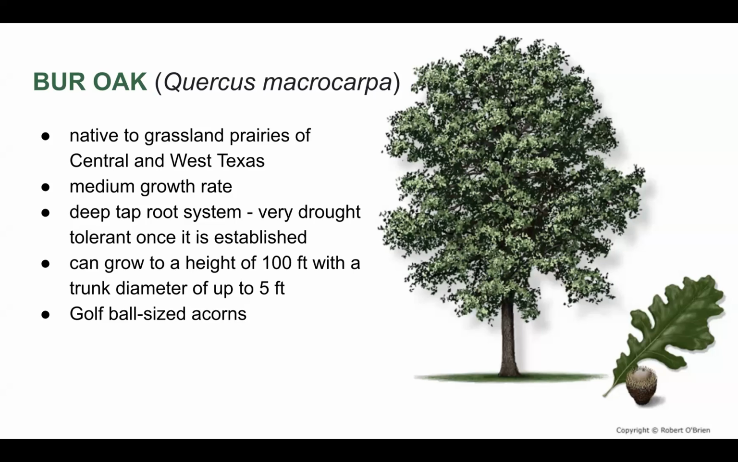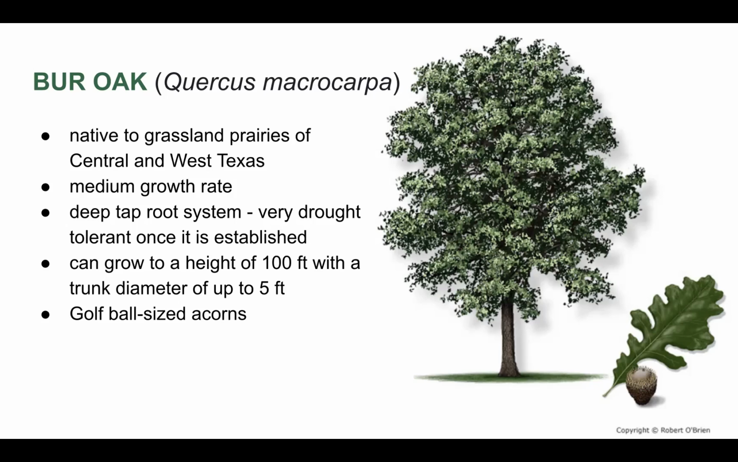So the post oaks and the blackjack oaks have that shallow root system. This tree grows a deep taproot way down into the ground that, once it's established, makes it very drought tolerant. So it's drought tolerant like those other two oaks, but using a different adaptation, which is that taproot.